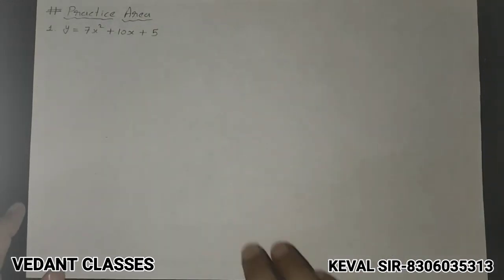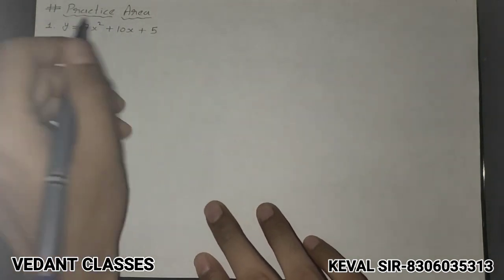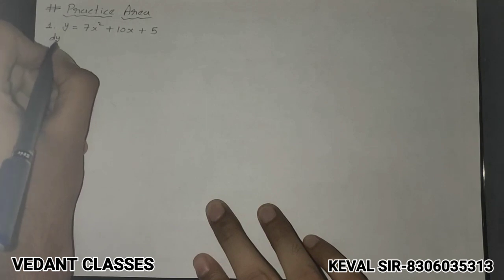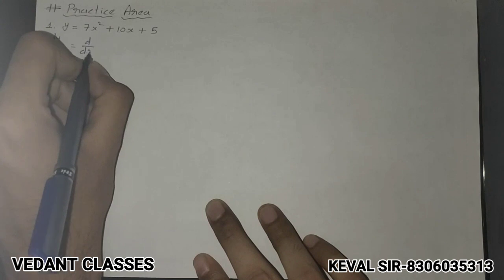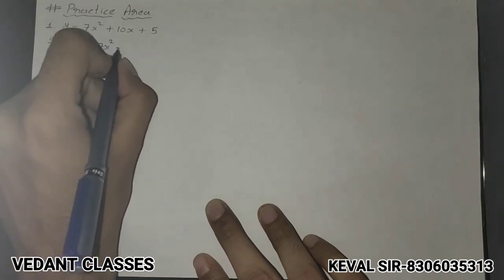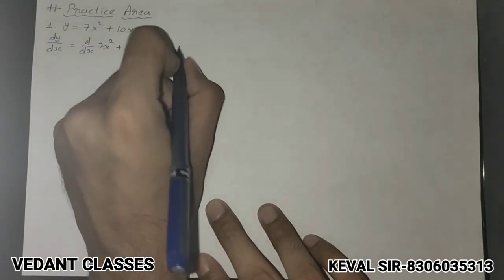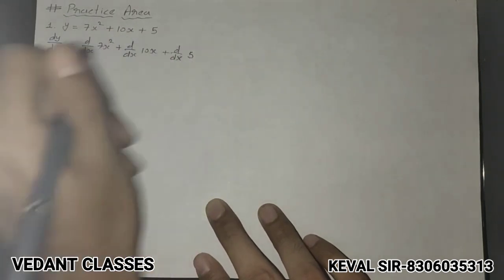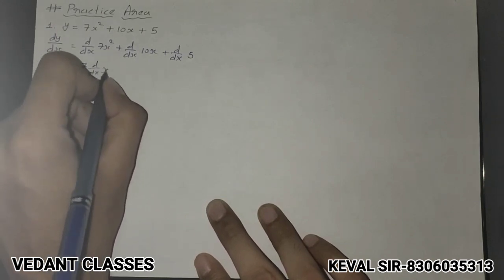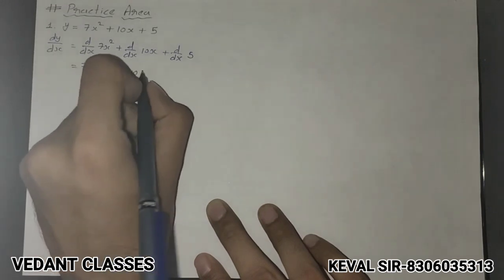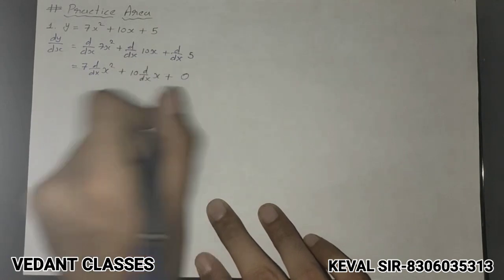Now let's solve the first question. The first question is y is equal to 7x square plus 10x plus 5. We need to find the derivative, dy by dx. So apply the derivative to all three terms: d by dx of 7x square plus d by dx of 10x plus d by dx of 5. It will be 7 into d by dx of x square, 10 d by dx of x, and for the constant it is 0.